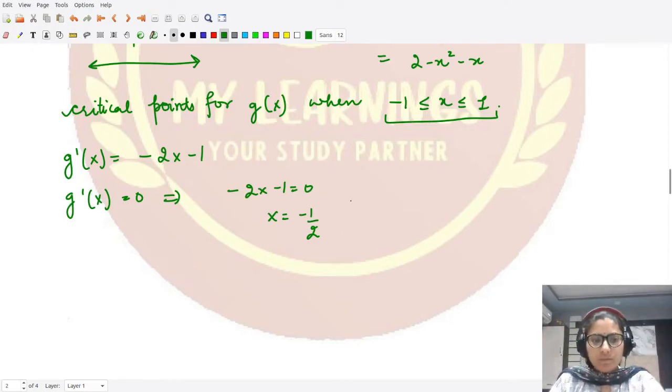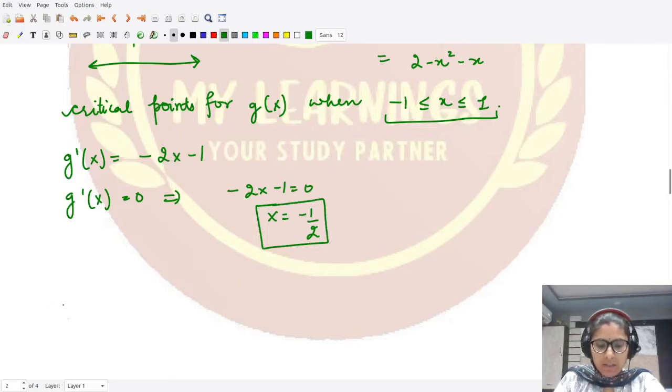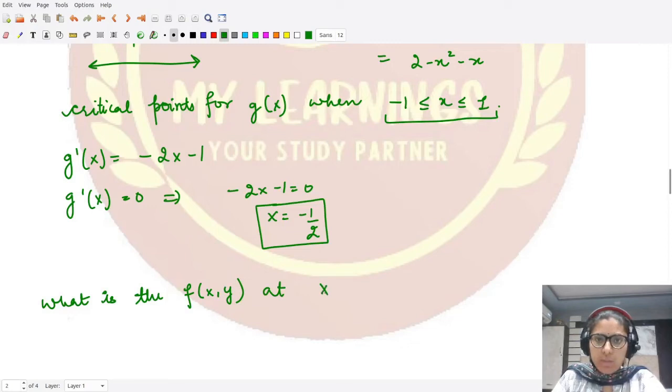Now for this particular critical point, what is the value of y? Here we now have 3 values of x: one value is minus 1 by 2, one value is minus 1, and one value is 1, right? Because they are the extreme values, and this is the critical value for this function. So we will see what is the function's value, f of x comma y, at these points: x is equal to 1, x is equal to minus 1, and x is equal to minus 1 by 2. This is what we will be seeing next.